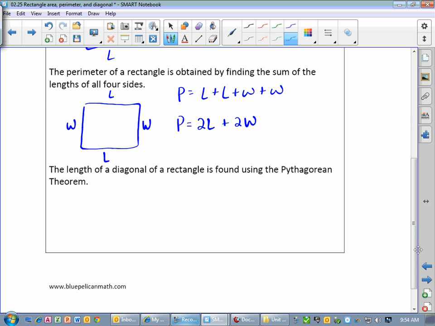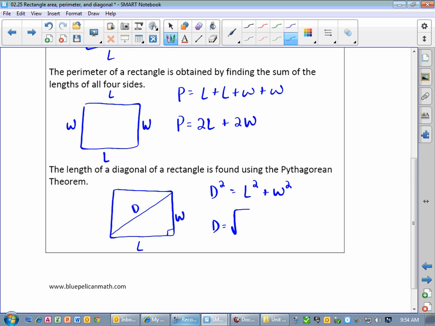And then finally, the diagonal of a rectangle can be found with the Pythagorean theorem, because we have a right angle. If we think about the diagonal here, I'm going to call that length D for diagonal. And there's a right angle. Then if this is the length and this is the width, remember the Pythagorean theorem says a squared plus b squared equals c squared. So the diagonal squared equals length squared plus width squared, which means that the diagonal length is the square root of the length squared plus the width squared.